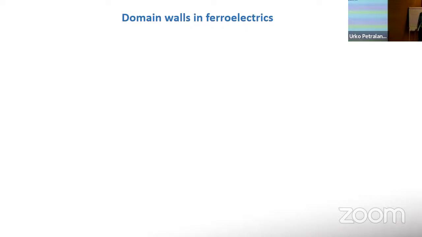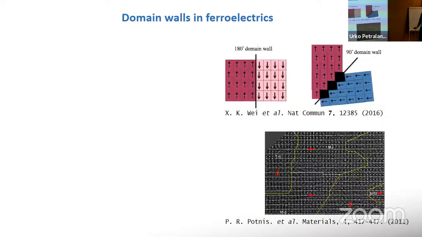So now that we know how domain walls appear, let's see some real images. So this is barium titanate. You have the red arrows pointing in different directions of polarization. In fact, these yellow lines indicate the domain walls.